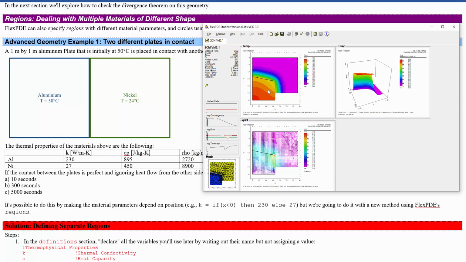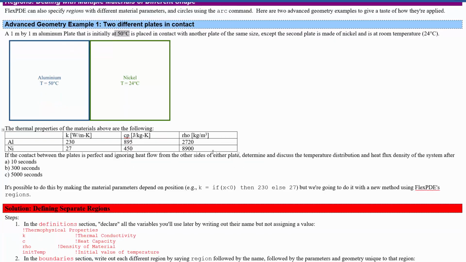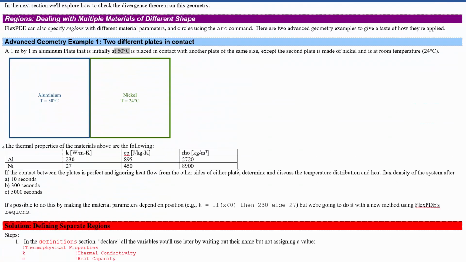So now we've got this sort of strange shape where nickel is intersecting with the aluminum in kind of a funky angle, and we can see how the temperature is going to change across this stuff with respect to time. Okay, so that's how you define regions and solve the heat equation in steady state and time-dependent form using FlexPDE.